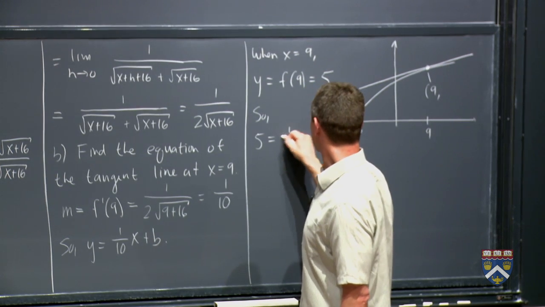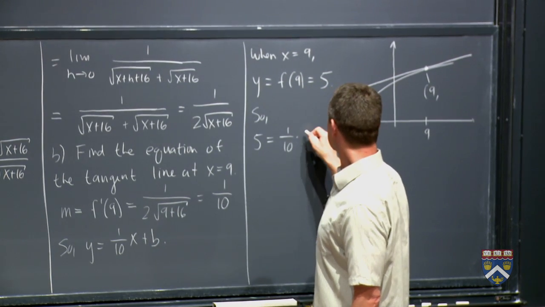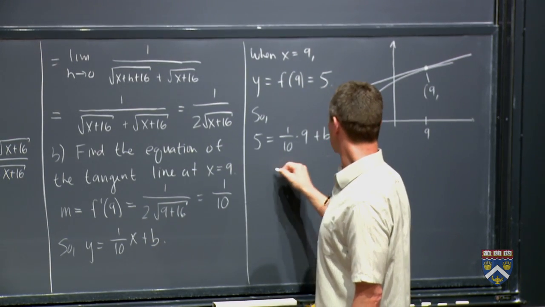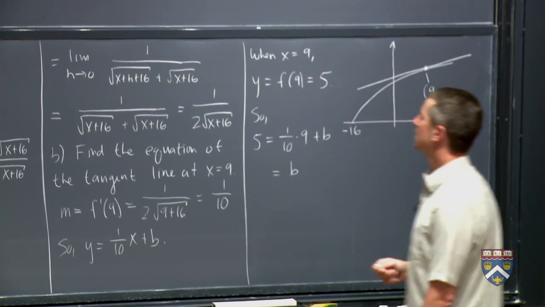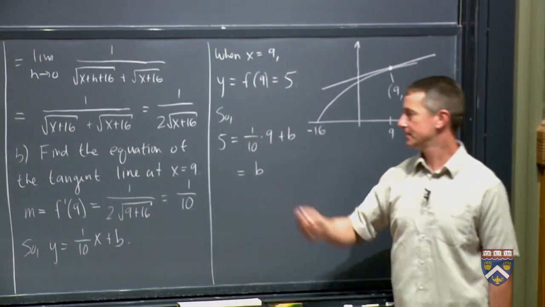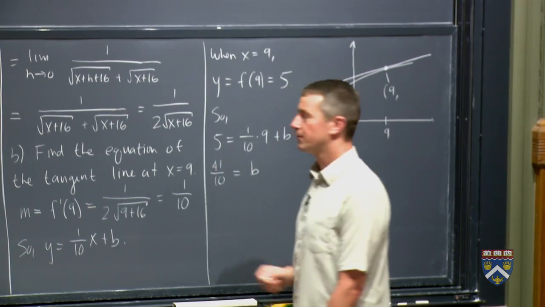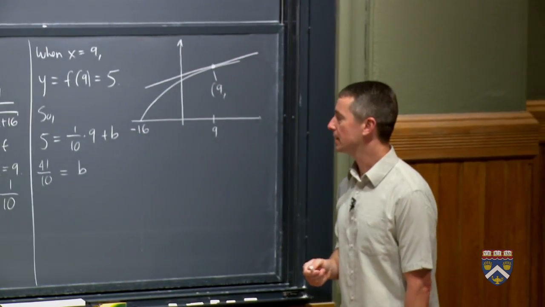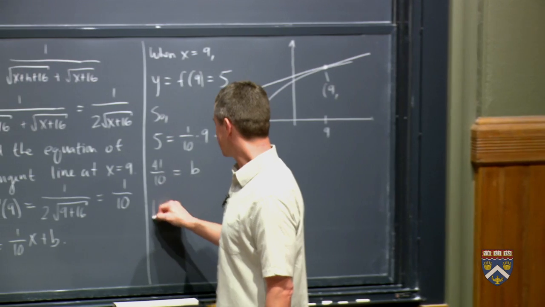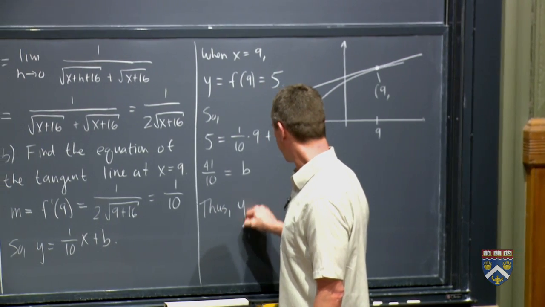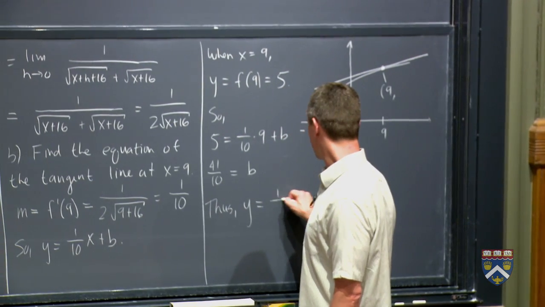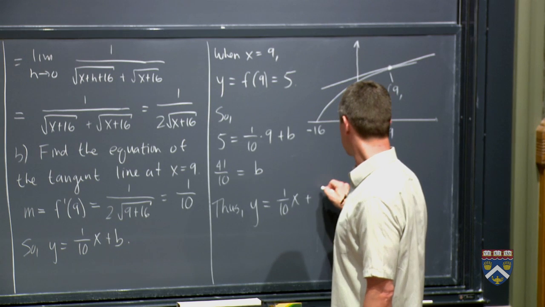1/10 is my slope. x is 9 plus b. And this is 9/10. y is 50/10. So I think this is 41/10. And if you want to write that as 4.1, that's perfectly fine. Thus, we have our final answer: y equals 1/10 x plus 41/10.